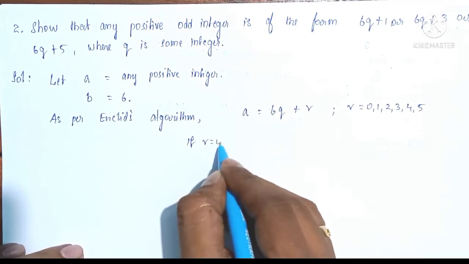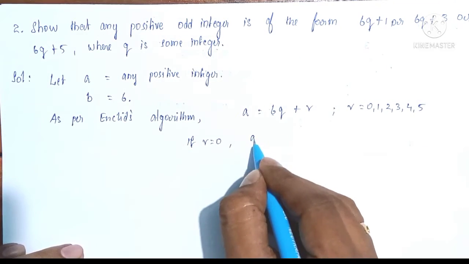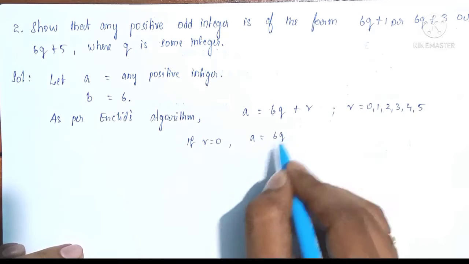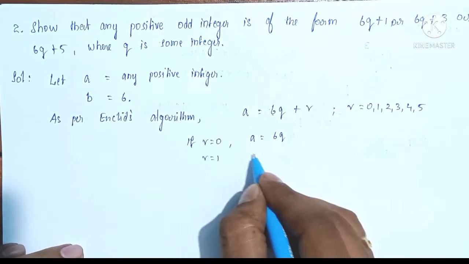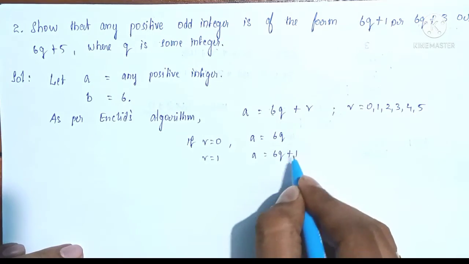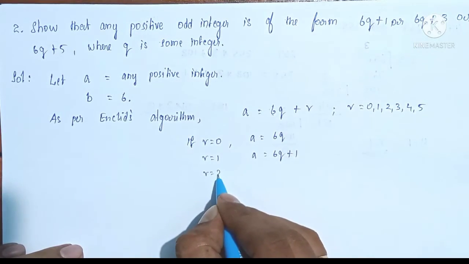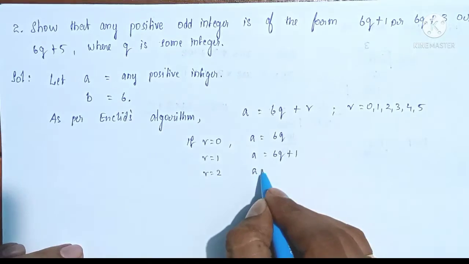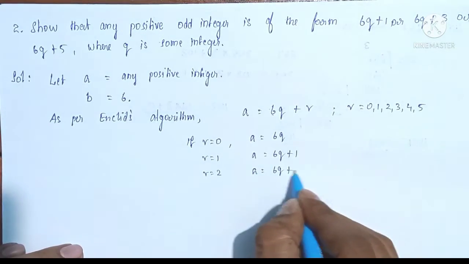If r is equal to 0, what is the value of a? a is equal to 6q. If r is equal to 1, what is the value of a? a is equal to 6q plus 1. If r is equal to 2, what is the value of a? a is equal to 6q plus 2.